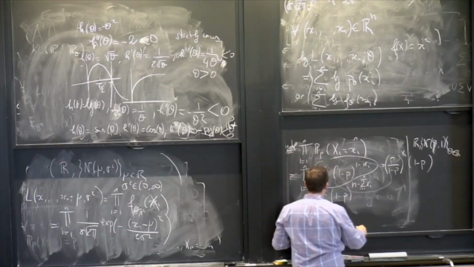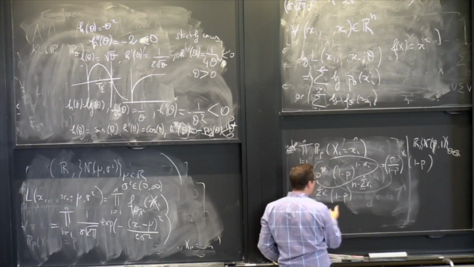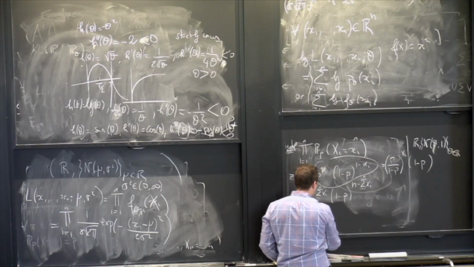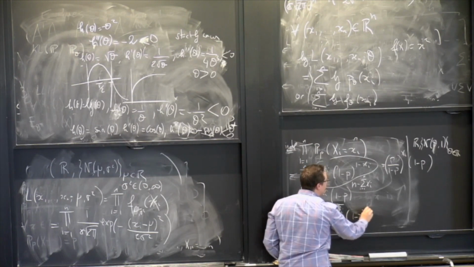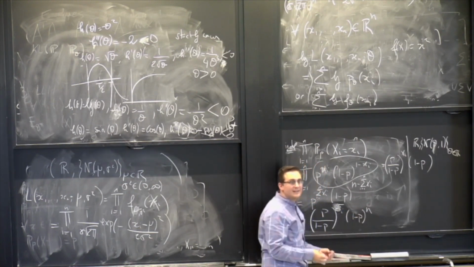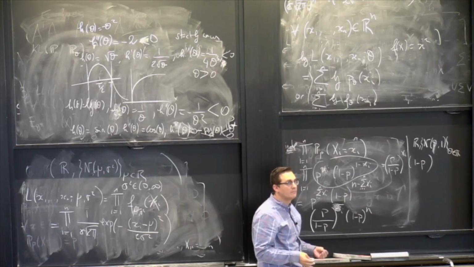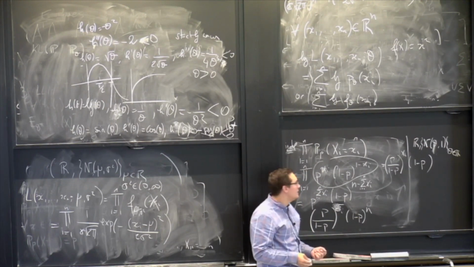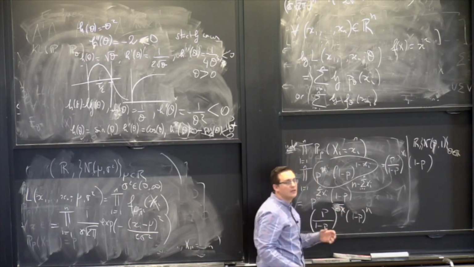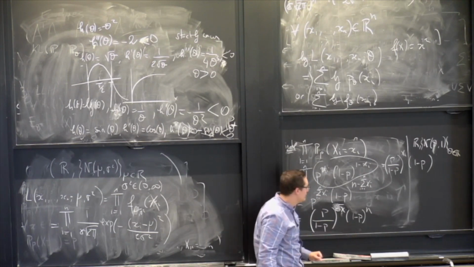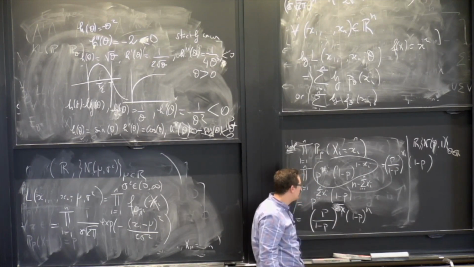Let me write it like that. It's p over 1 minus p to the sum of the x_i's, times 1 minus p to the n. Now I want to maximize this as a function of p. Well, the first thing we would want to do is to check that this function is concave. And I'm just going to ask you to trust me on this. I only want to take the derivative and just go home. So let's just take the derivative of this with respect to p.